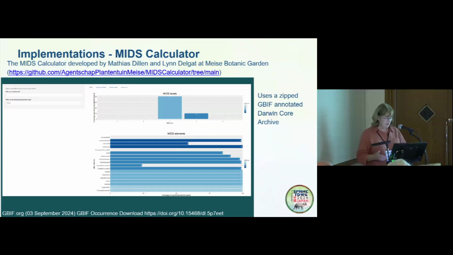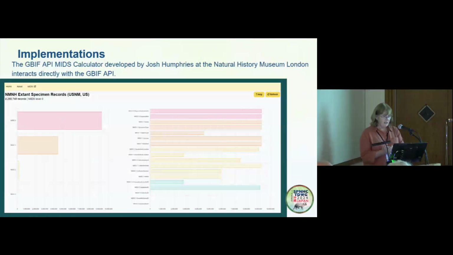And the aim is also to extend the MIDS calculator developed at Mesa Botanic Garden to include any valid Darwin Core or ABCD2 biocase archives. That's the plan. Secondly, the MIDS checker, developed at the Natural History Museum in London, interacts directly with the GBIF API. So this allows a more direct calculation, but it is constrained by the data available via the API, and it's also restricted to predefined datasets in GBIF at the moment.